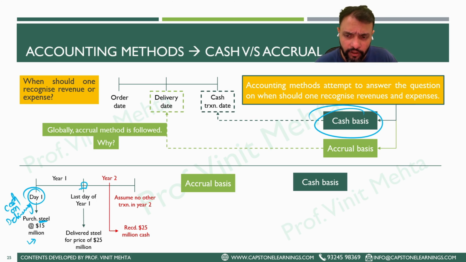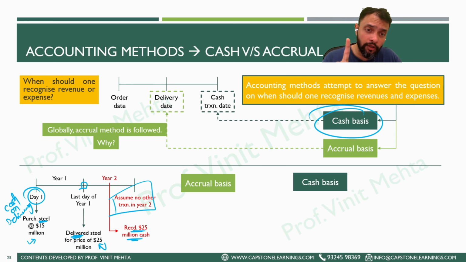Then on the last day of the year, you delivered the steel, and the selling price which you agreed with the purchaser was $25 million. Of course, you did not receive the money because you are receiving $25 million in year 2. And to keep the transaction very simple, assume that there are no transactions in year 2. Now let's follow cash accounting and accrual accounting and see which method shows the true and fair view of the business, depicting the business the way it actually happened. Shall we do that?